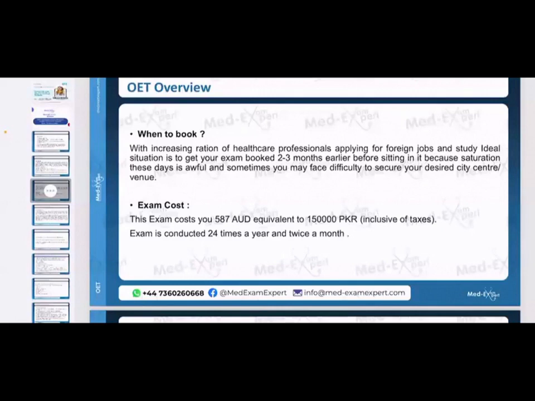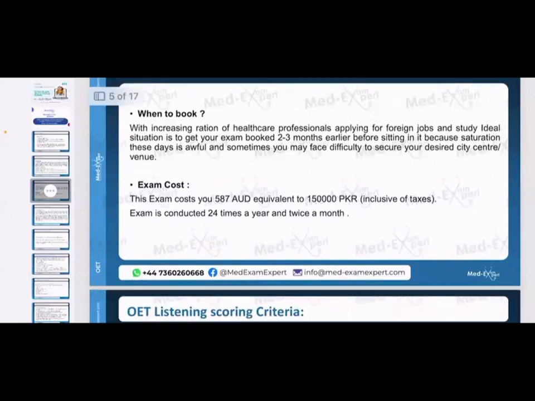if you are living in Karachi or Lahore, your desire must be to book your slot in your own city. If you are not going to do this, then you may have a hurdle booking the exam in your own city. So if you are planning to take your exam in coming September 2024 or October 2024, then I would say the ideal time to book your slot is this month or next month.